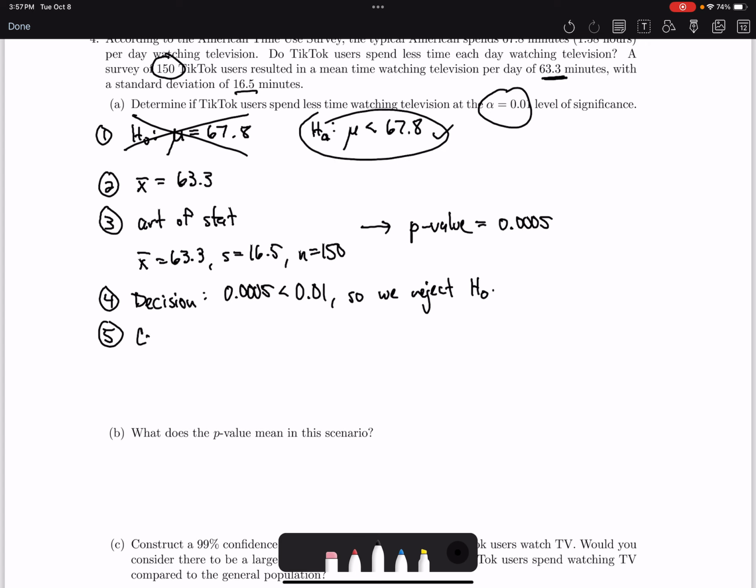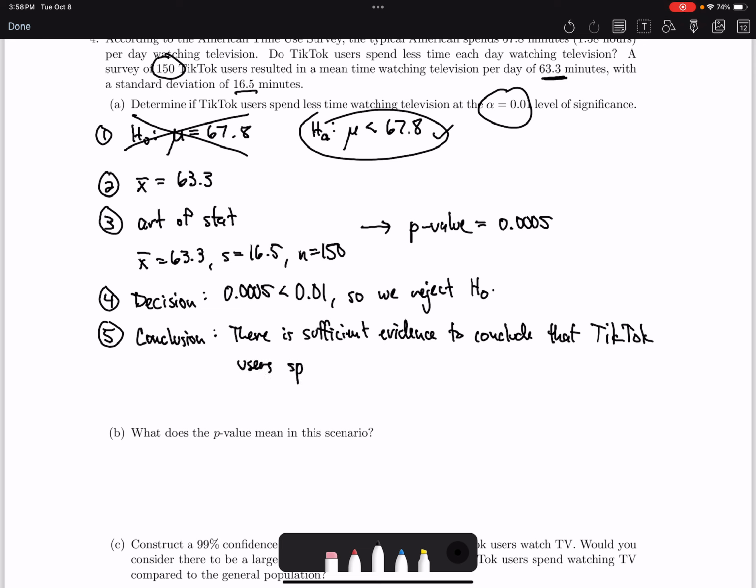And that's what we would say in conclusion. There is sufficient evidence to conclude that TikTok users spend less time watching television than non-TikTok users.